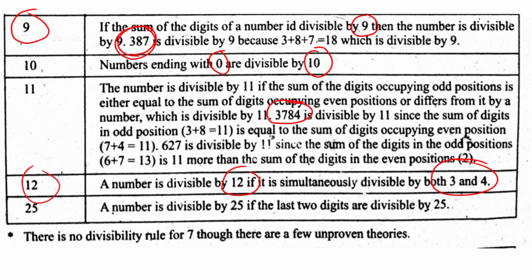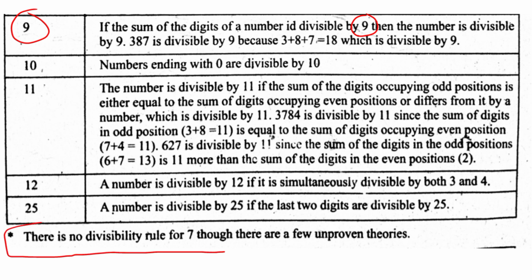Now the next divisibility rule is for 25. A number is divisible by 25 if the last two digits are divisible by 25. So these are some divisibility rules for some numbers. And one note here is that there is no divisibility rule for 7, though there are a few unproven theories.